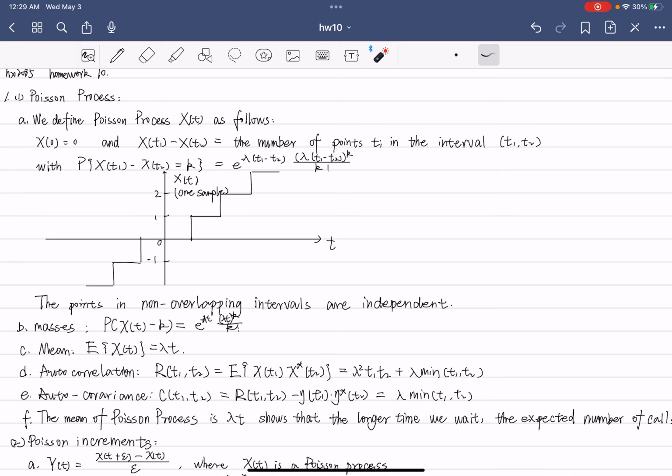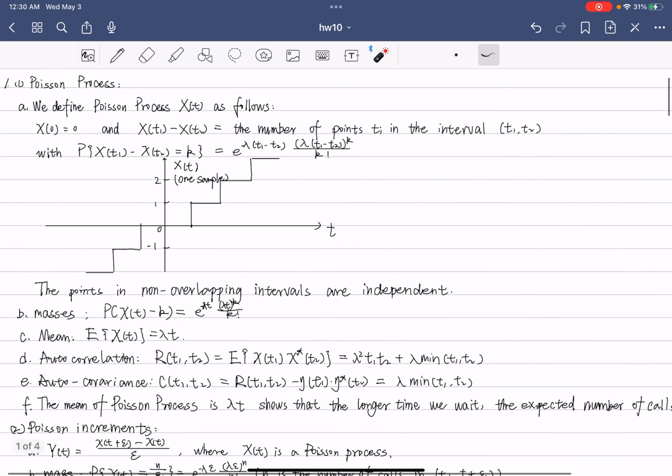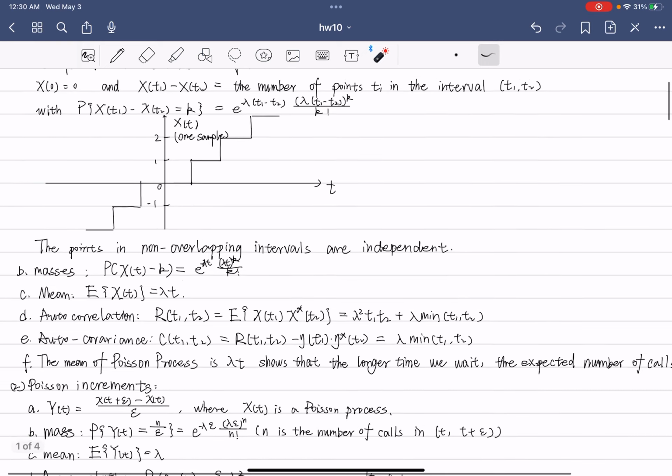We can define the Poisson process X(t) as follows. When t is 0, X(t) equals 0, and X(t1) minus X(t2) equals the number of points t_i in the interval from t1 to t2, with the probability that X(t1) minus X(t2) equals k equal to e to the power of minus lambda times (t1 minus t2), then times (lambda times (t1 minus t2)) to the power of k, divided by k factorial.